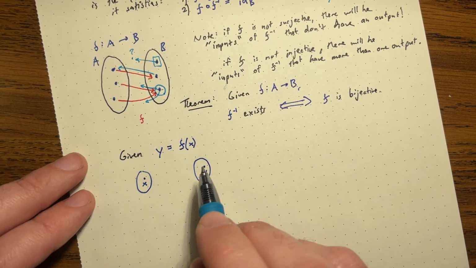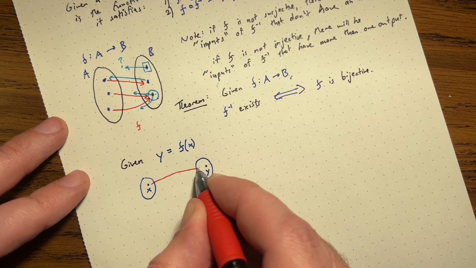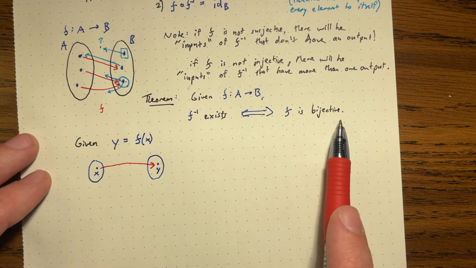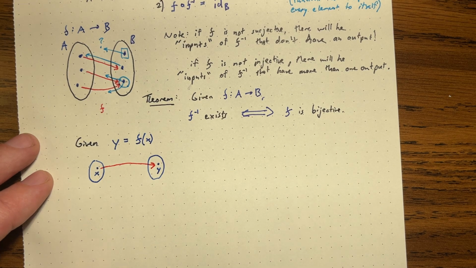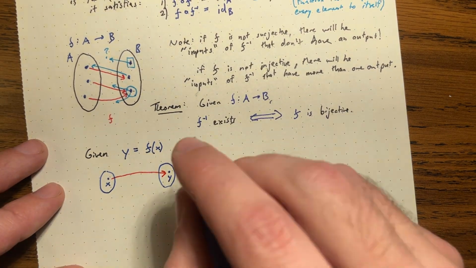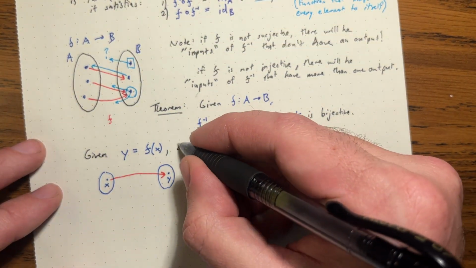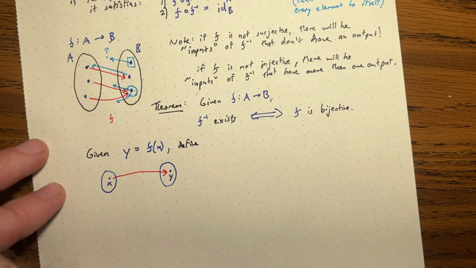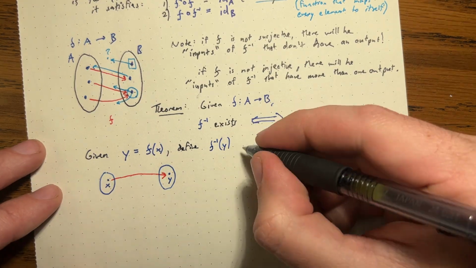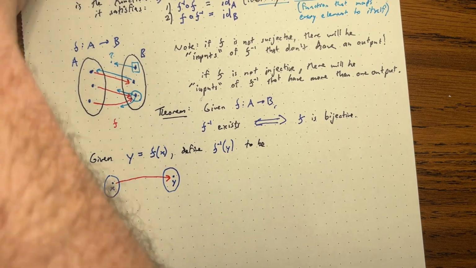But we know any element here has something that's mapped over to it. Why do we know that? Because f is surjective, in particular, bijective even. We know y is going to be f of x. And then we know how to reverse the arrow now. So we would just define f inverse of y to be that element that mapped to y, to be x.